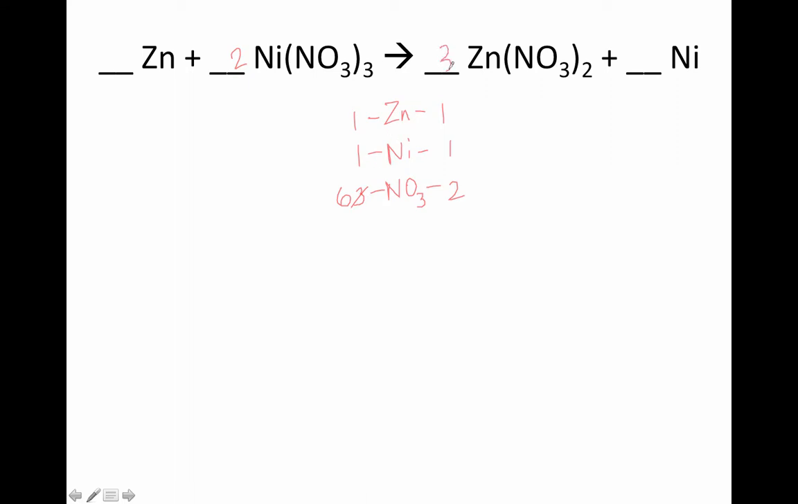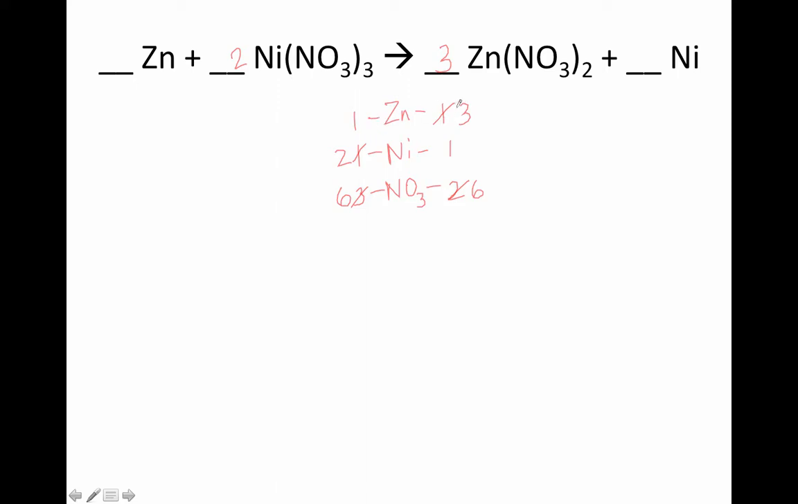And then multiply this one by 3. That is an awful looking 3. 3 times 2 gives me 6 nitrates over here. But if you noticed, I put this 2 coefficient here. That distributes not only to the nitrate, but also to the nickel. So now I have 2 nickels over here, and I actually have 3 zincs over here. It's very important as you change these coefficients that you keep track and count everything. So now look, nitrates are balanced, but zincs and nickels are not balanced.